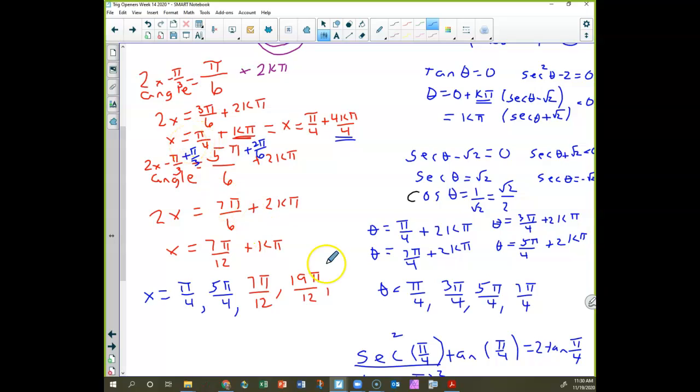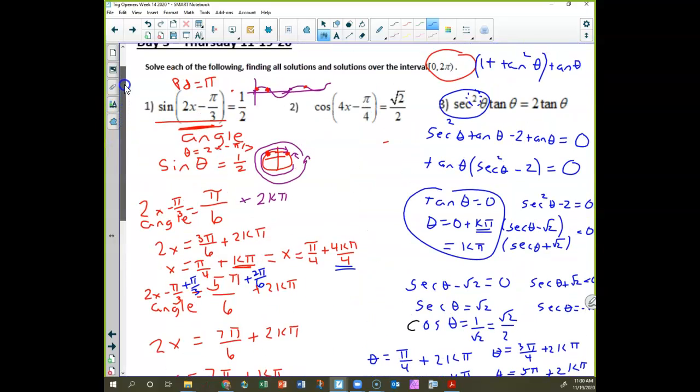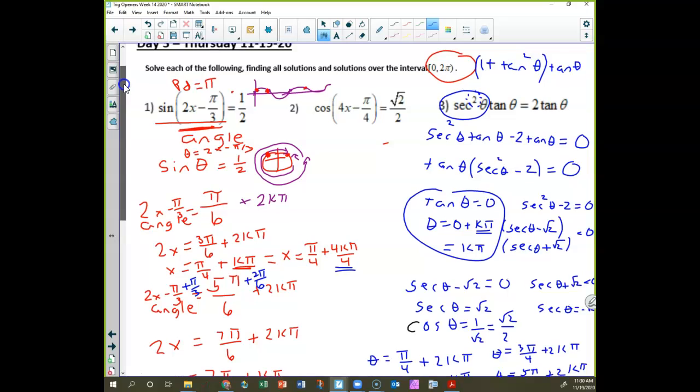Thank you. I haven't finished this problem. There's more than 4 answers. Yes, there are all of these. Oh yeah, I can't forget I had all of these solutions too. So for example, 0 is a solution. If I add pi to that, pi is a solution. If I add pi to that, 2 pi is a solution. Oh, wait a minute. That's not between 0 and 2 pi. Non-inclusive. There are a total of 6 solutions to this equation.